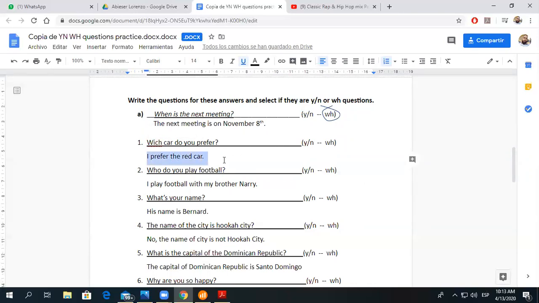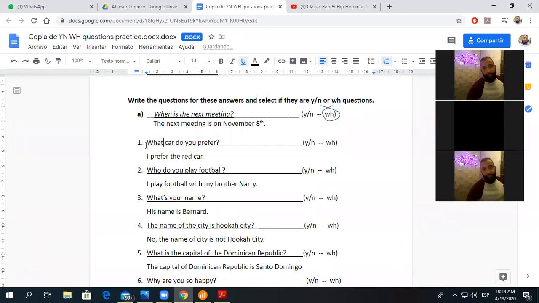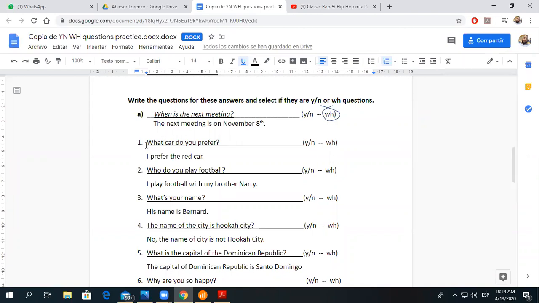The next one, I prefer the red car. What is the question for that? Which car do you prefer? Yeah, that's correct. But not exactly. I would say, what car do you prefer? That is the correct one.